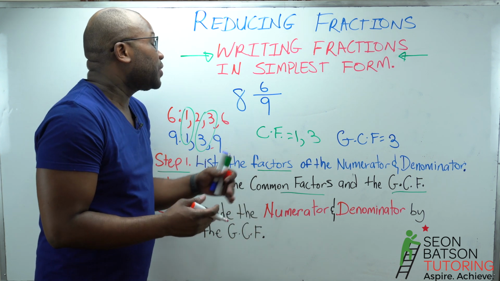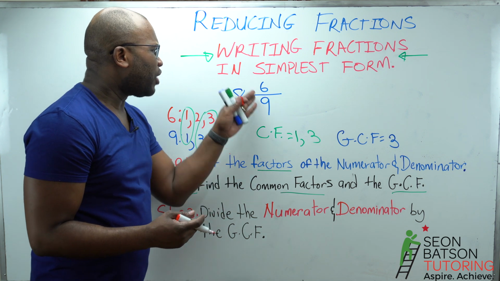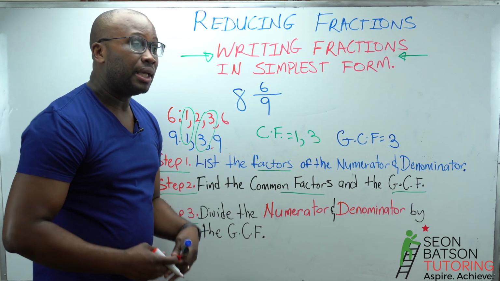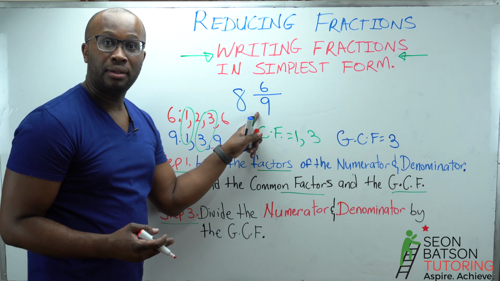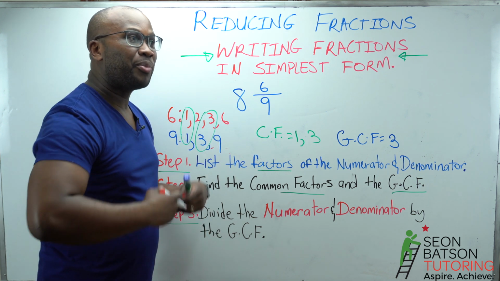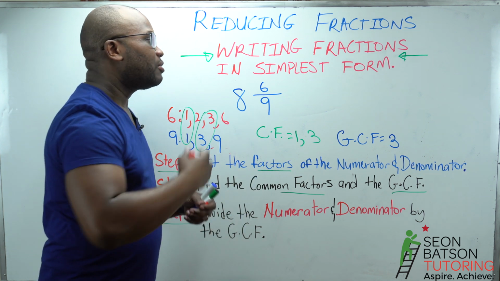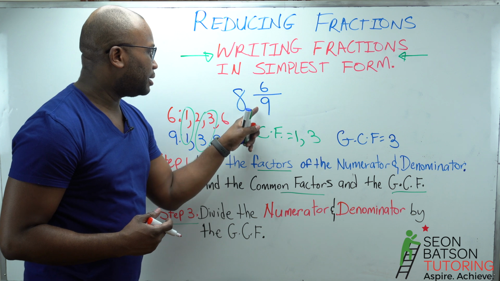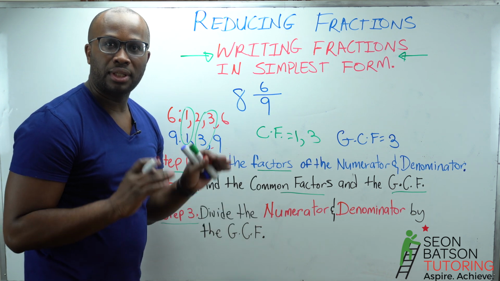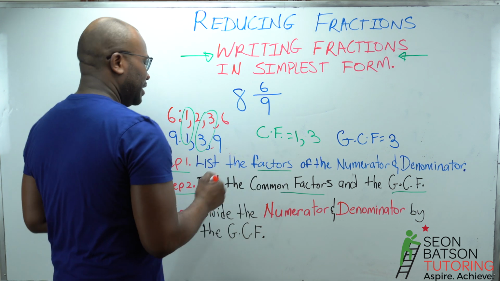All we really need to write any fraction in simplest form is the greatest common factor of the numerator and the denominator. So I want you guys over time to practice saying what the greatest common factor is of the numerator and the denominator before going through the steps. All right? Good. Let's go to step 3 now.